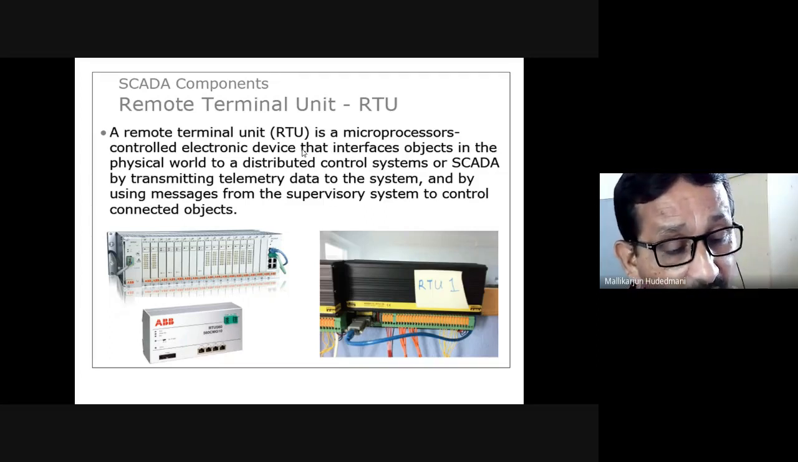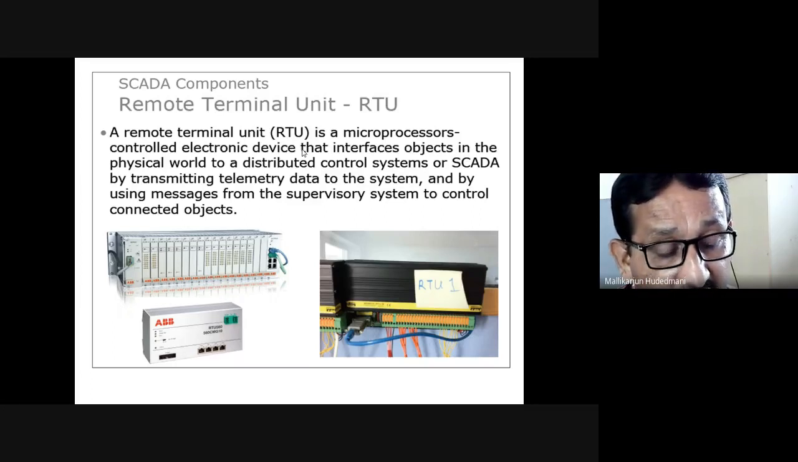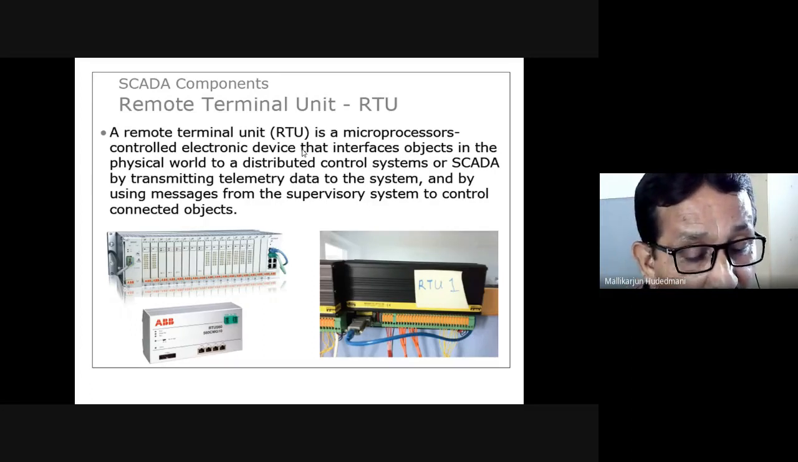The image shown is capable of collecting a lot of information connected to the field. It is not merely connecting or collecting the data. It is again connected to intelligent electronic devices, which are in between the real field component and the RTU. It comes as IED or MFD, multi-function unit. Those electronic devices are really connected to the field. That field information is digitized and communicated to this RTU.